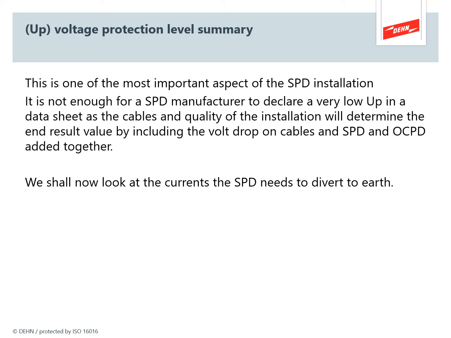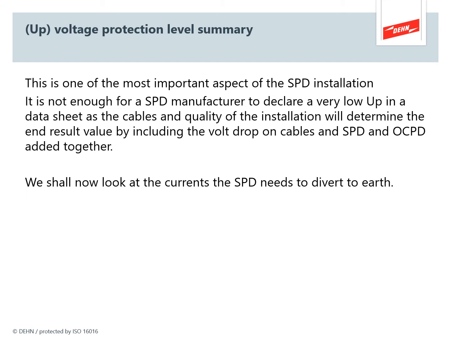So in summary, the UP or voltage protection level is one of the most important aspects of the SPD installation. It's not enough for a manufacturer of SPDs to declare a very low UP level in their data sheets, because it's always going to be the quality of the overall installation, the cable length, the cable size, the addition of an OCPD into the circuit. You add up the volt drop of all of those to get your overall UP level, and all of these components have got to be less than 2.5 kV, and this will be a point which we'll come to in another section in this seminar.